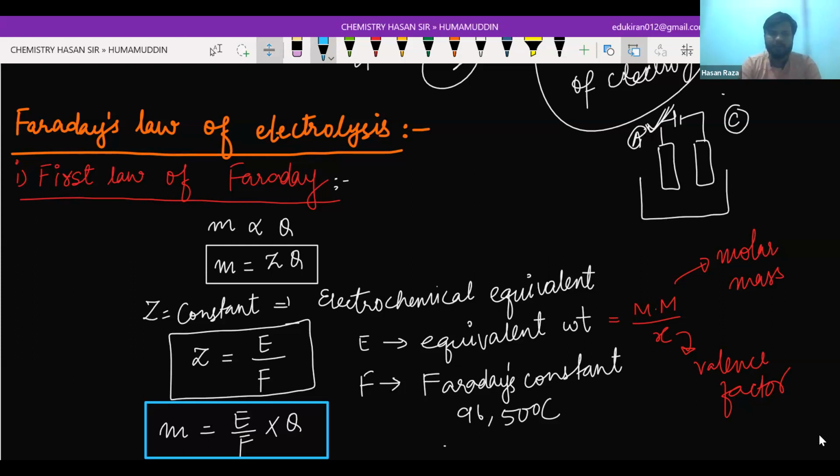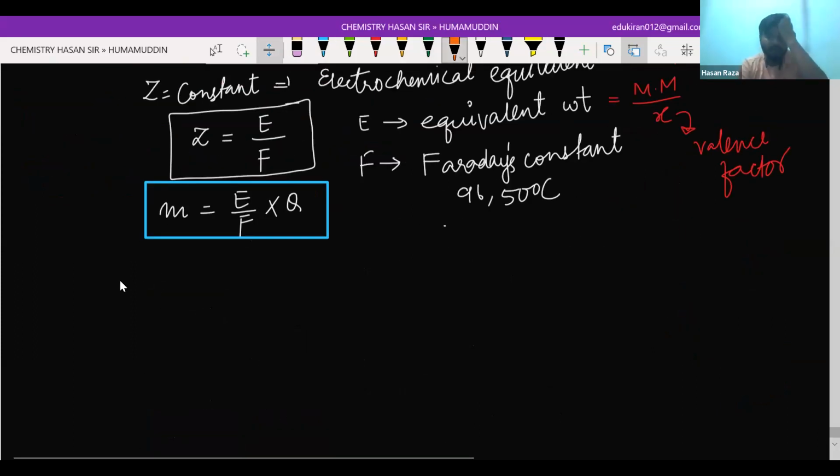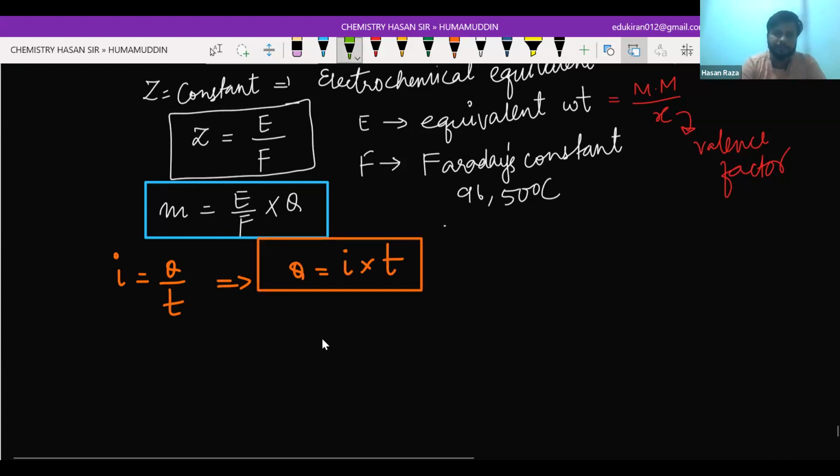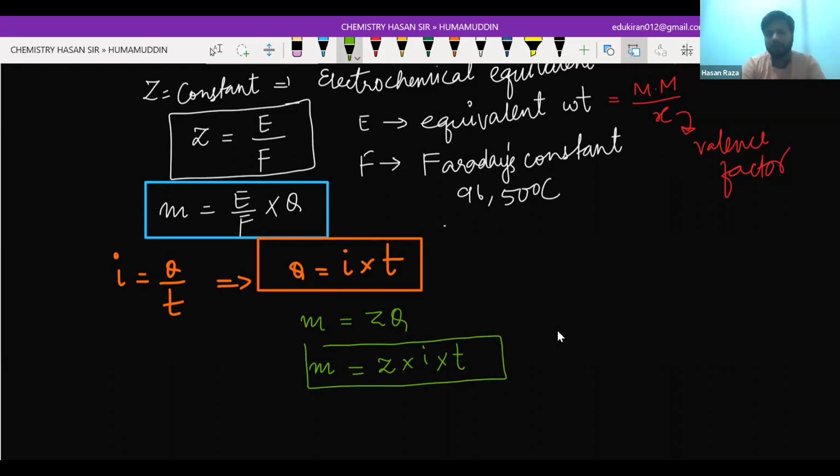Yes, I'm done. Okay, you also know a formula from class 10. Current I is equal to Q by T. So this charge Q will be equal to I into T. And initially, we had the formula M is equal to Z into Q. So we can write M is equal to, in the place of Q, ZIT. This is the new formula. Or accordingly, you can modify it in your own way.